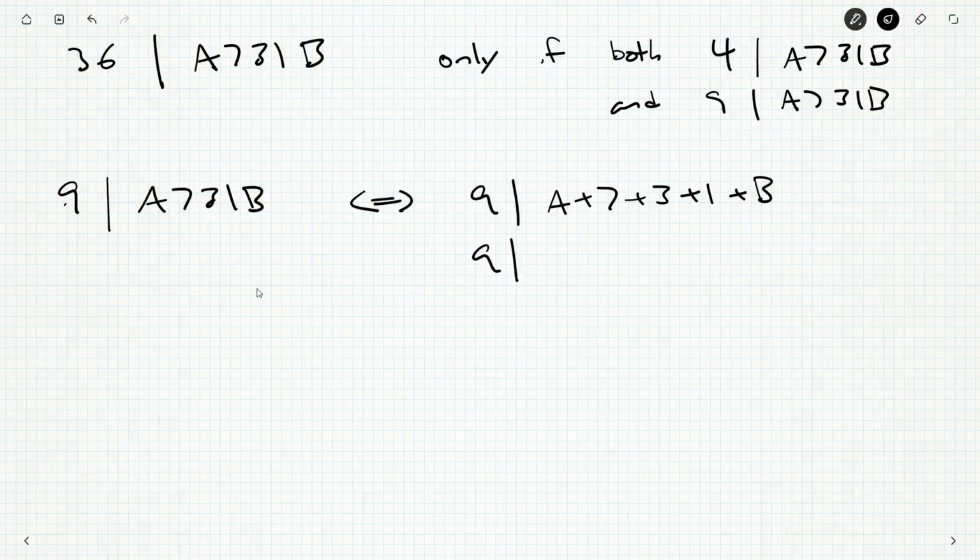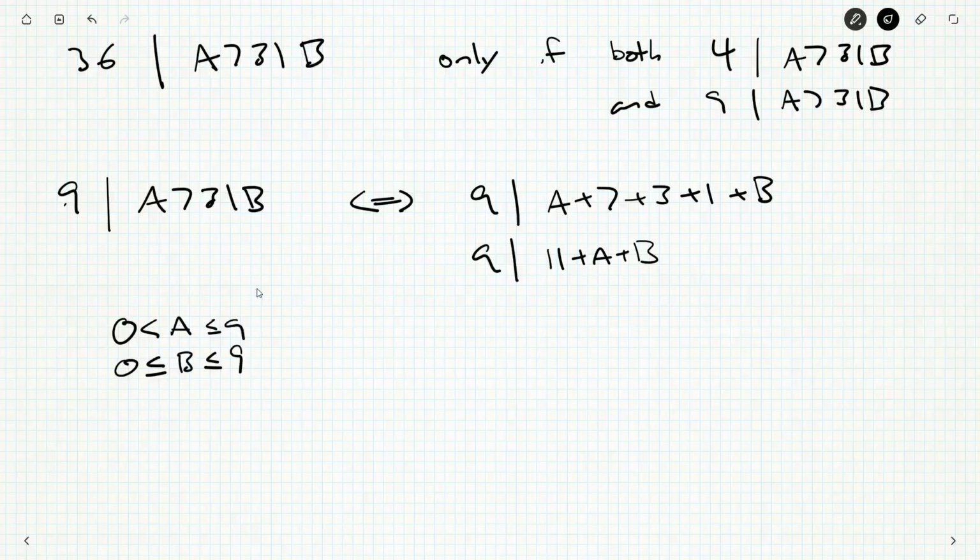So the middle part is 11, so 9 divides 11 plus A plus B. Okay, now what could 11 plus A plus B be? So I'm going to say A is between 0 and, possibly less than or equal to, 9, and B is between 0 and 9 inclusive. So A plus B is between, it's got to be more than 0, and it has to be less than or equal to 18, because maybe both of them are 9.